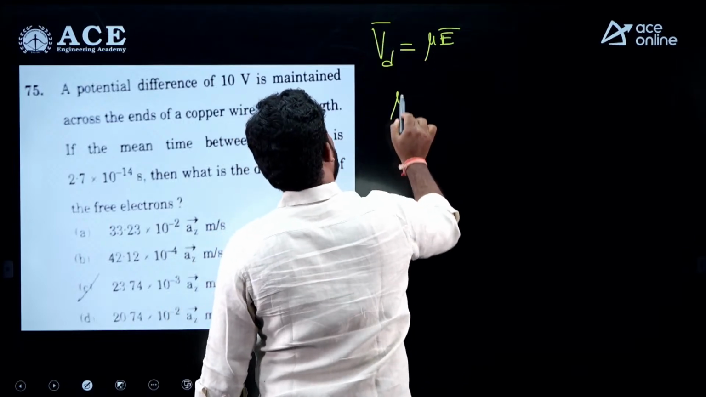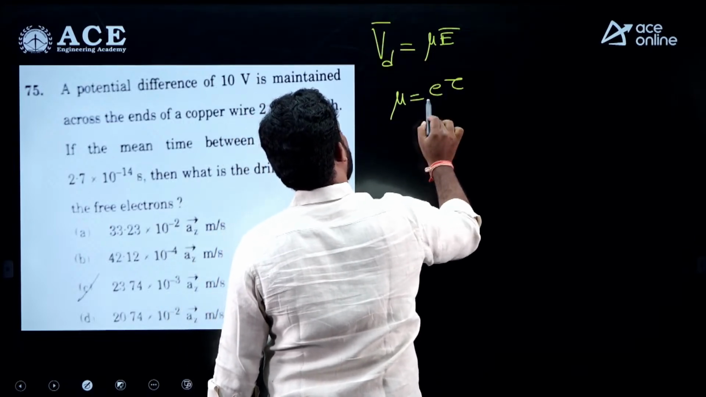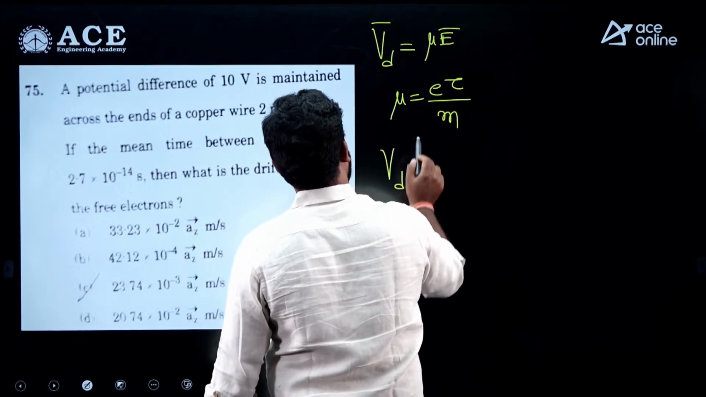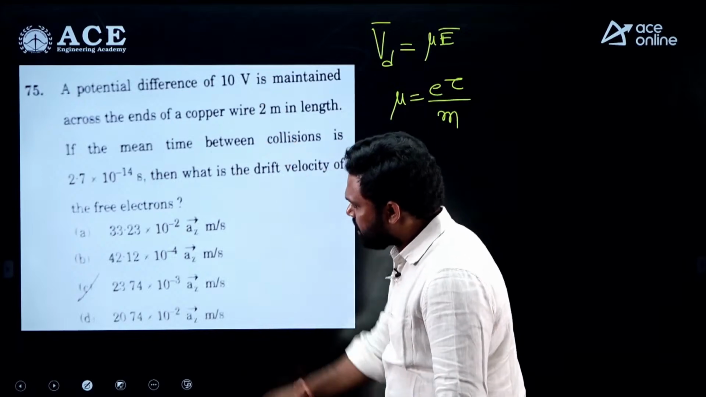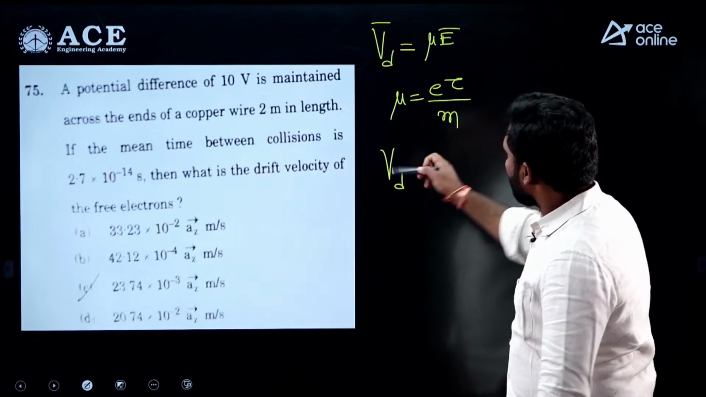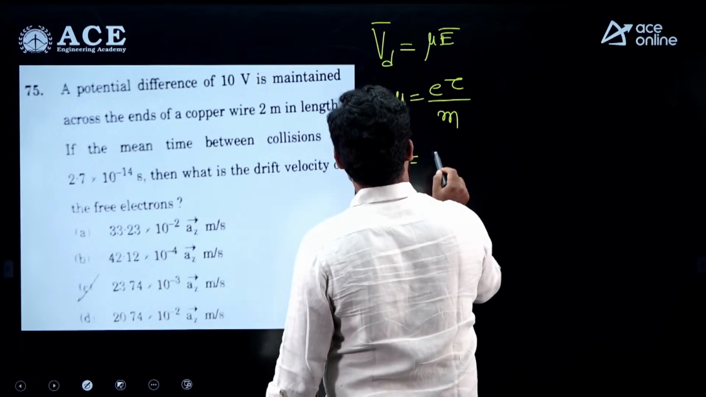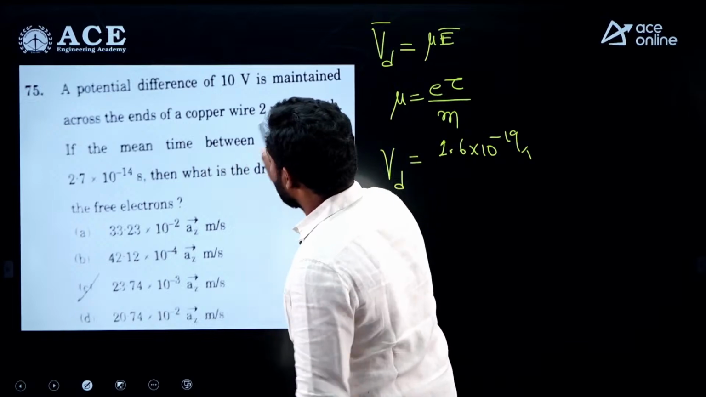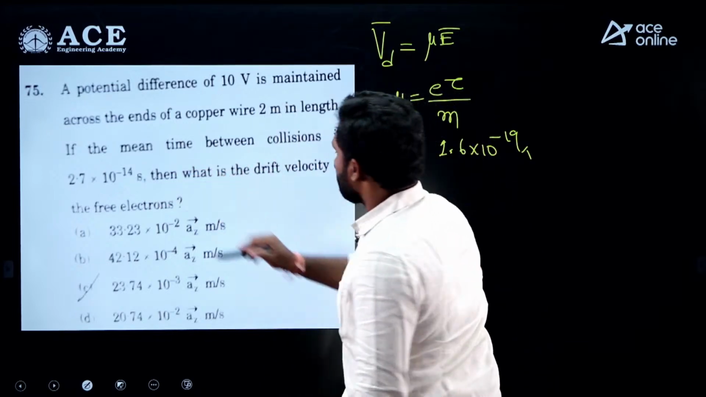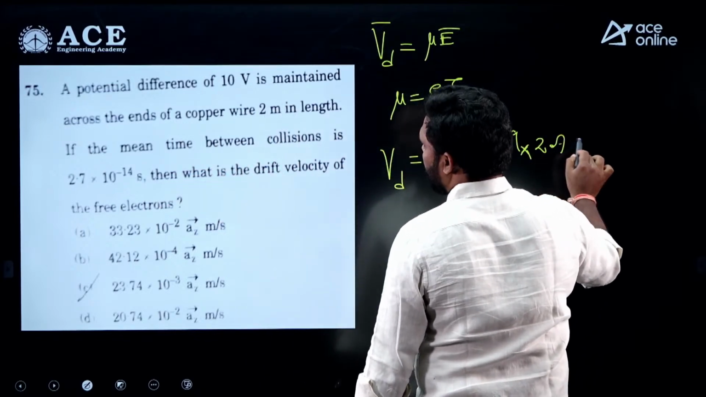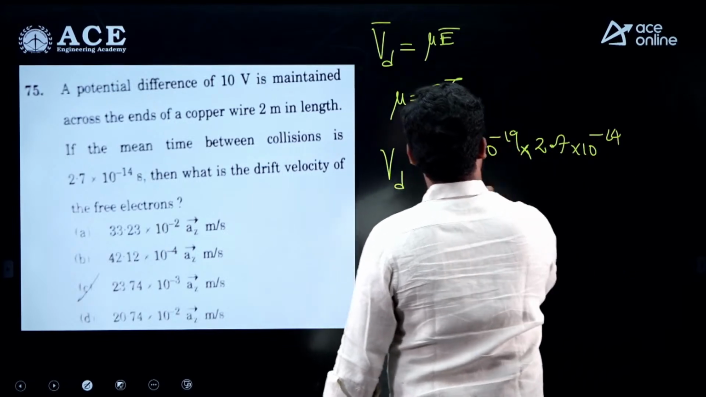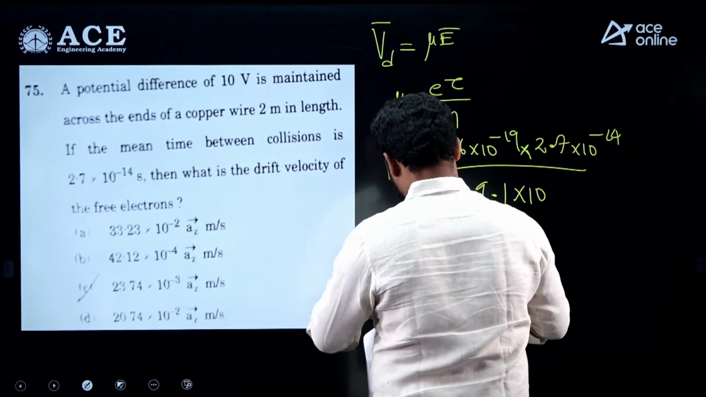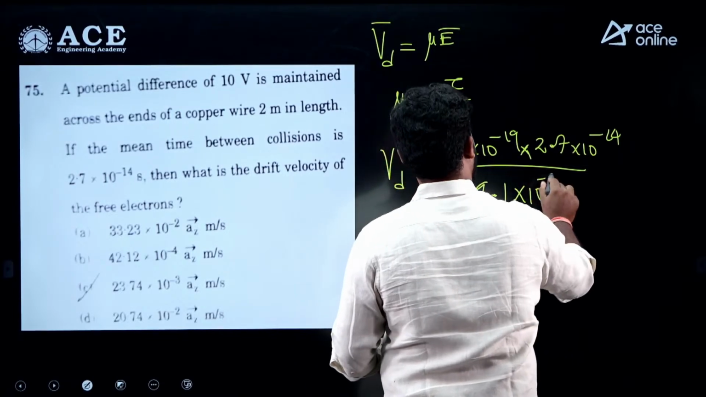So what is this mu? Mu is the charge of the electron into the mean time period divided by the mass. Fine, so substitute all the values here. He has not actually mentioned the unit vector; in all options, he has considered the unit vector to be Z, so I will also consider that one. Charge of the electron is 1.6 into 10 to the power of minus 19, into the mean time, which is 2.7 into 10 to the power of minus 4, and the mass of the electron is 1.9 into 10 to the power of minus 31.